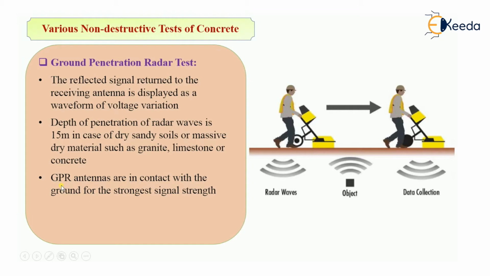GPR antennas are kept in contact with the ground for the strongest signal strength. We want a strong signal because we want the data collection. The stronger the signal, the more clear data will be achieved by us.